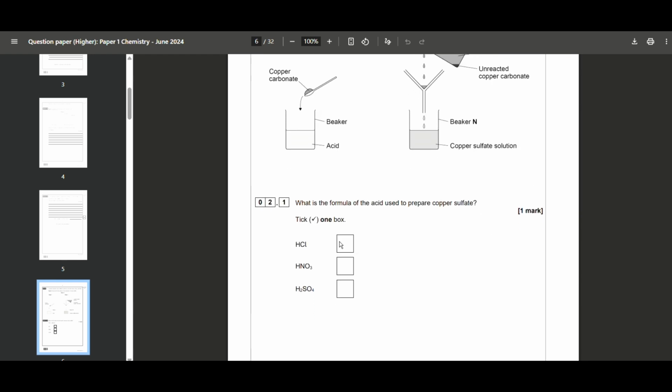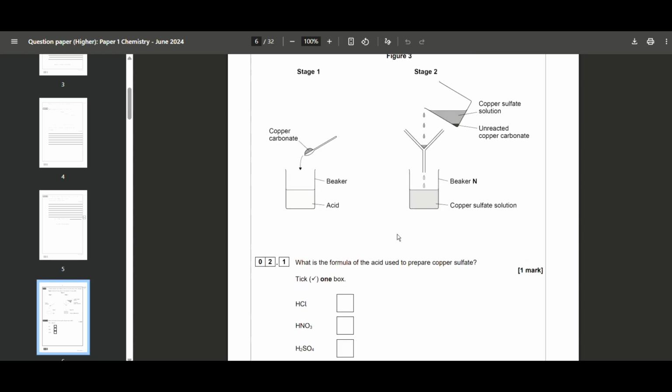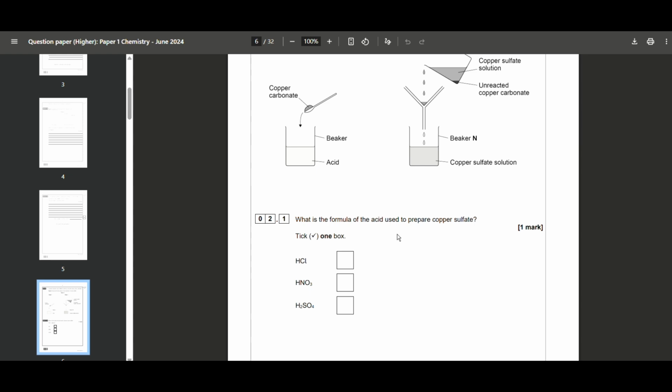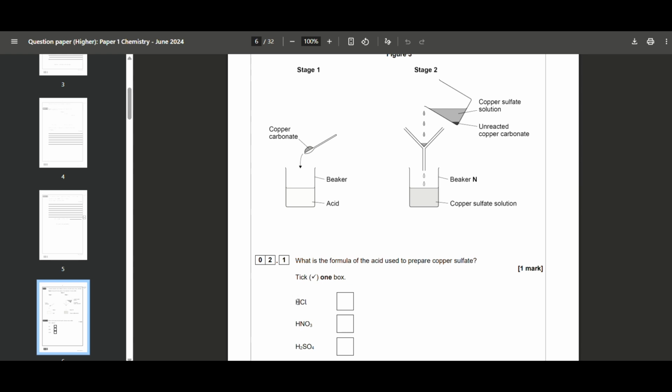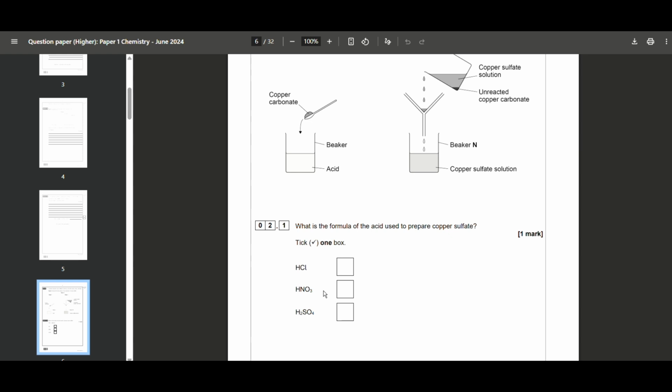So the first question that they ask you is a multiple choice. What is the formula of the acid used to prepare copper sulfate? So the clue for this is in the question. It was copper carbonate. It's reacting with some type of acid. Now this can be hydrochloric, it can be nitric acid, and it can be sulfuric acid.